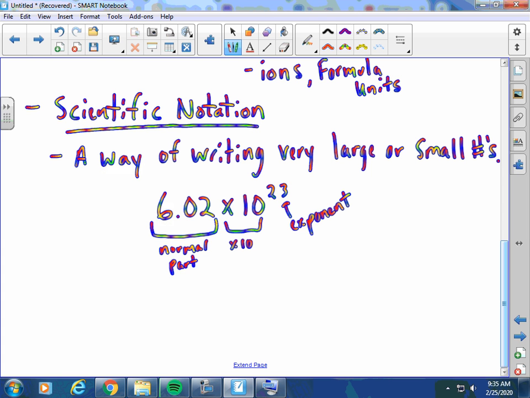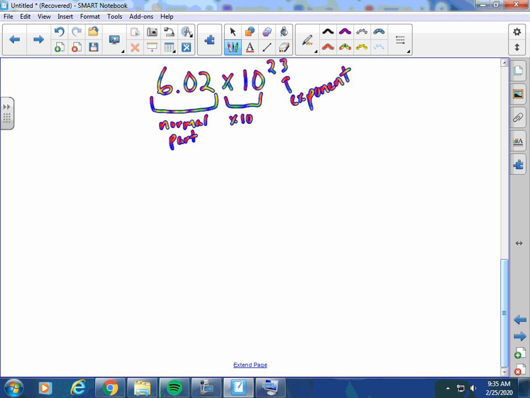So how do we take really large or small numbers and change them to scientific notation? Well, first of all, I want you to understand what this times 10 means. So if you ever see 10 to the first, that just means 10. If you ever saw 10 to the second, well, that's 10 squared, which is 10 times 10. That would be 100.